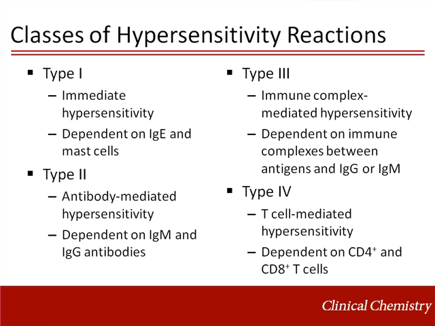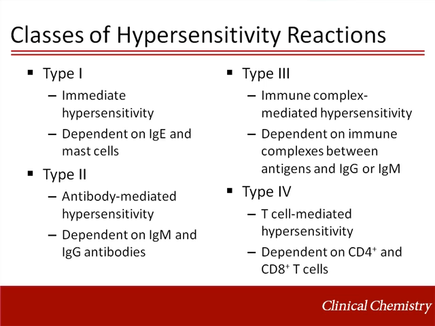Before discussing the specifics of allergic disease, it is important to understand the various types of hypersensitivity reactions. There are 4 classes of hypersensitivity reactions, each associated with specific mechanisms and mediators. The type 1 reaction, also known as immediate hypersensitivity, is dependent on IgE antibodies and mast cells.